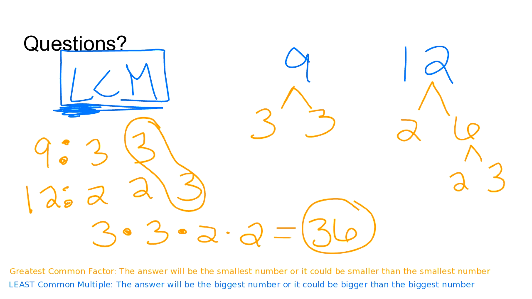Okay. So what I have typed down in the bottom, it may be confusing, but if you understand it, I would write it in your notes because it really is going to be a nice hint to help you remember that the greatest common factor is actually small and the least common multiple is actually big. So it's kind of confusing in that sense.